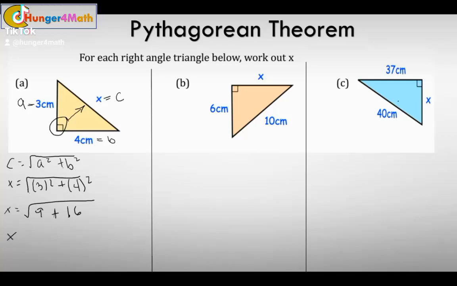Then again copy x equal to the square root of 9 plus 16, which is 25. Then the square root of 25 is equal to 5. So x is equal to 5 centimeters.